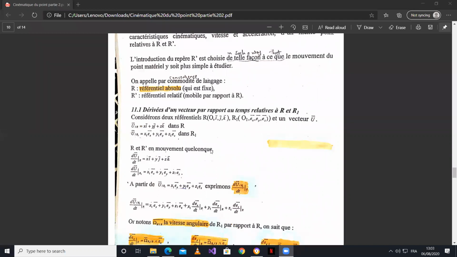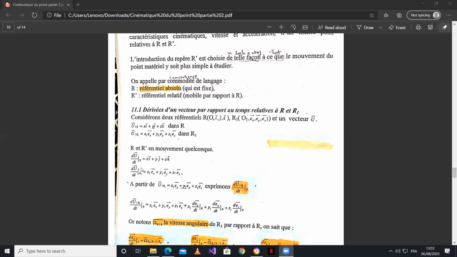So R and R1 are referentials in any movement, mouvement quelconque. They are moving anyhow. So they're saying dU/dt in R. Now this is a normal differentiation, because we have the expression for U in R. So U belongs to that referential R in that case. So even when we're deriving it, we're going to derive it directly. It's just going to be X point I plus Y point J plus Z point K.